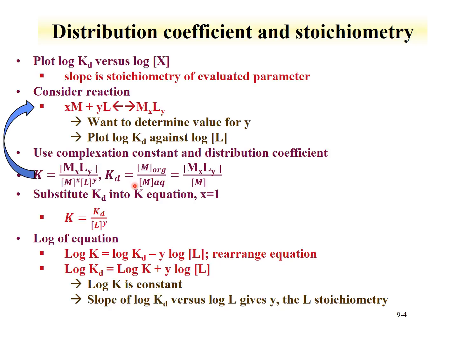The distribution coefficient, as we said earlier, is the concentration of the metal ion in the organic phase divided by the concentration of the metal ion in the aqueous phase. And from this equation, it turns out the distribution coefficient is just the concentration of the metal X ligand Y complex divided by the concentration of the metal.